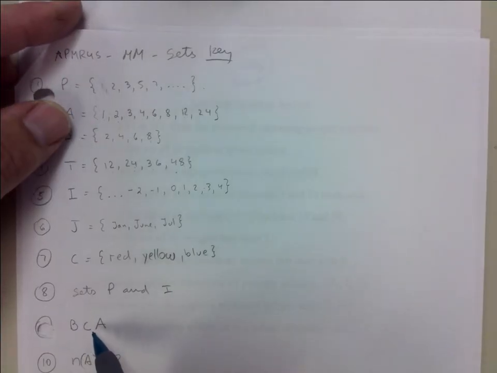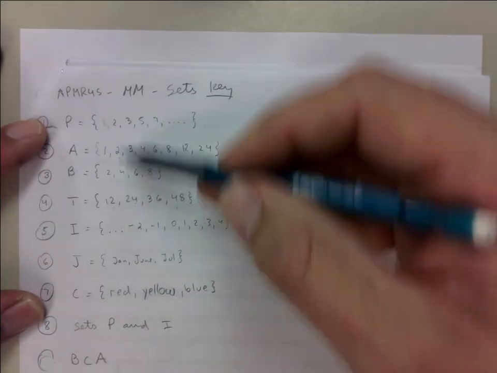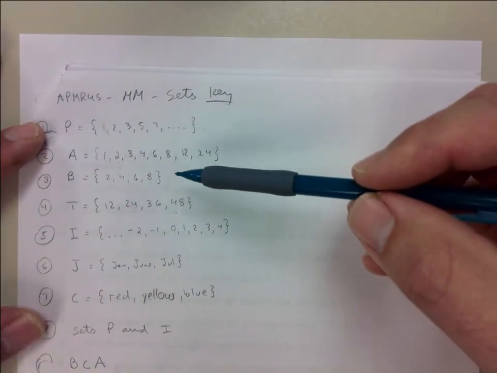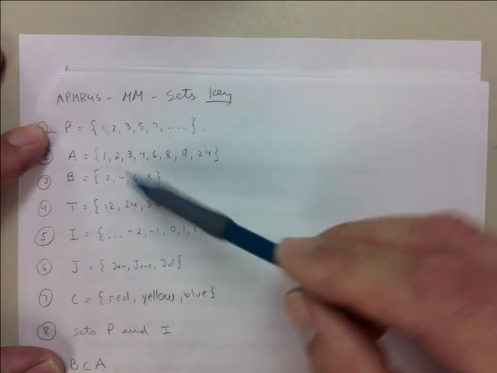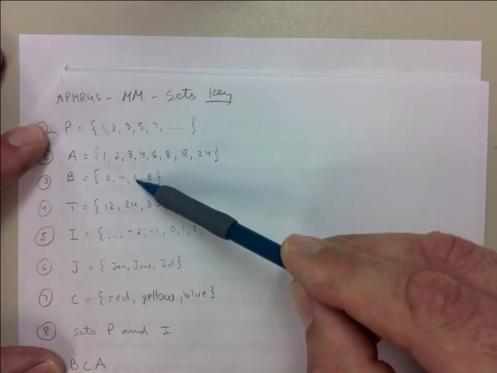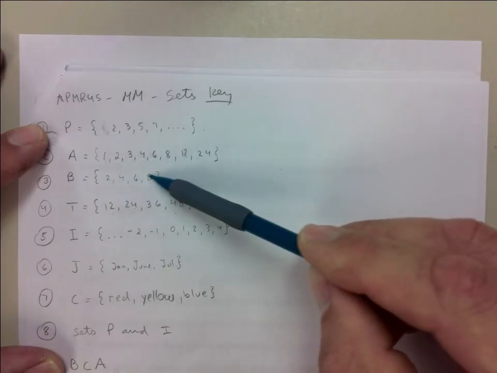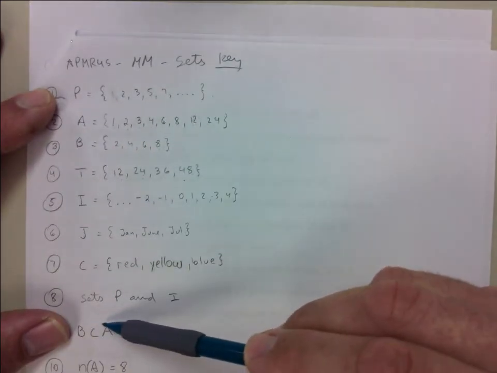Which one is a subset of another set? If you look at all your sets here, the one that I've identified is that B is a subset of A, right? Because 2 is in there, 4 is in there, 6. So all of the elements in B are also in A, therefore B is a subset of A.